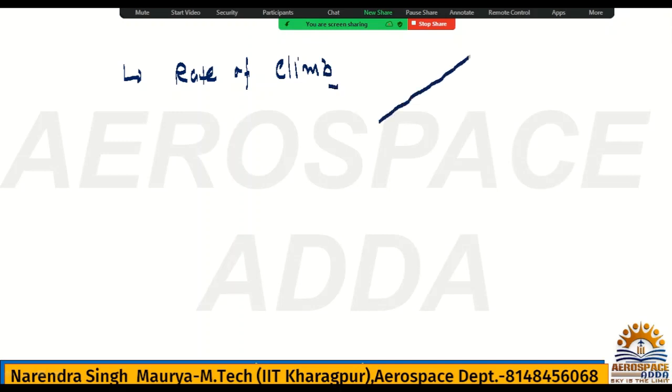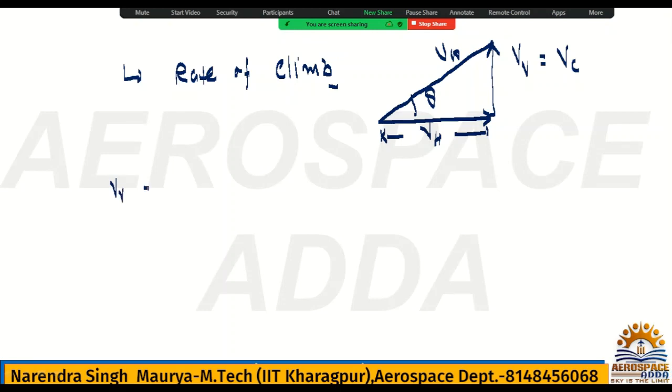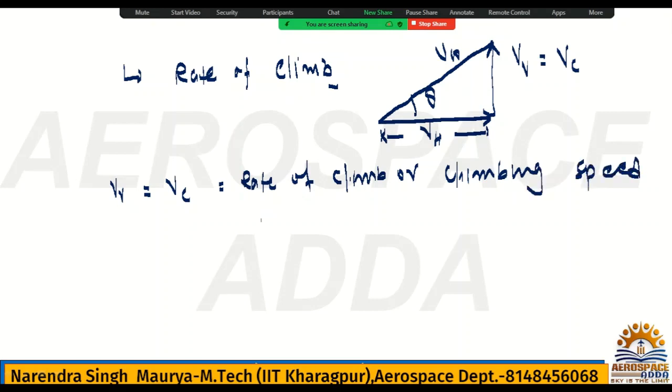Rate of climb, if you draw the velocity triangle, see, this was the climb angle theta, this was the V infinity. So this is the vertical component VV, vertical velocity, and this vertical velocity is called VC, climb speed. And this is the horizontal speed, in horizontal direction. Yes or no? Simple. Now if you check VV, which is nothing but VC, that is called rate of climb or climbing speed. What will be the VC, climbing speed? It is nothing but V infinity sine theta.